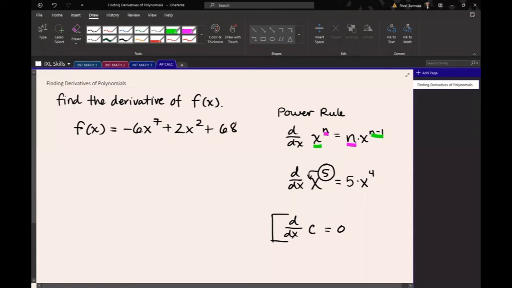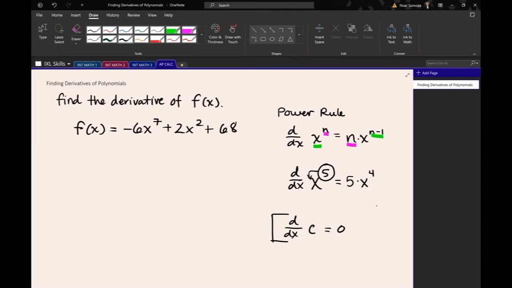Let's take a look at another quick example of how we can find the derivative of f of x when f of x is a polynomial. So a quick review, we're going to use the power rule, which we've learned from before, where if I take the derivative of x to some power, that power gets multiplied to the front with whatever coefficient might already be there, and then we subtract 1 from the power.